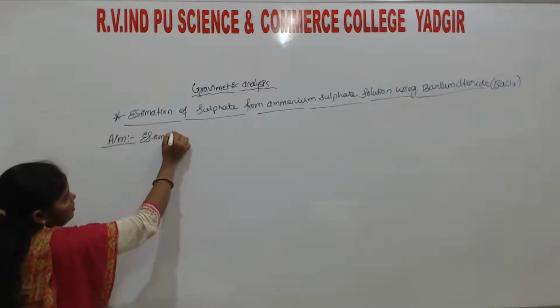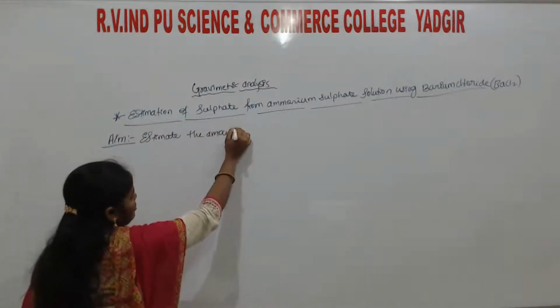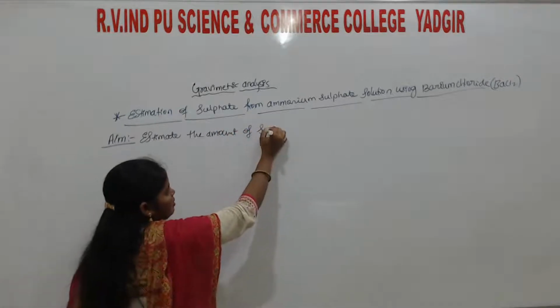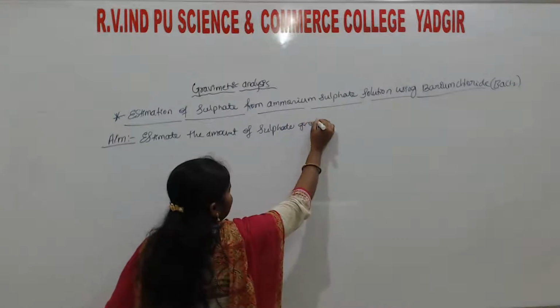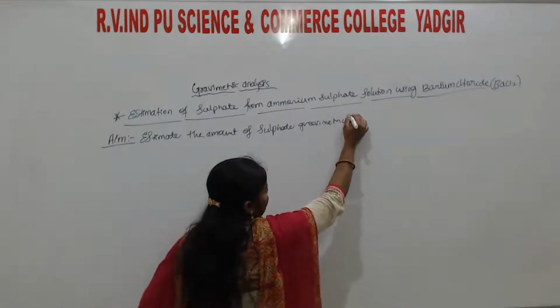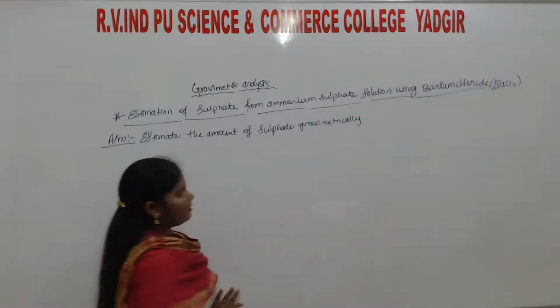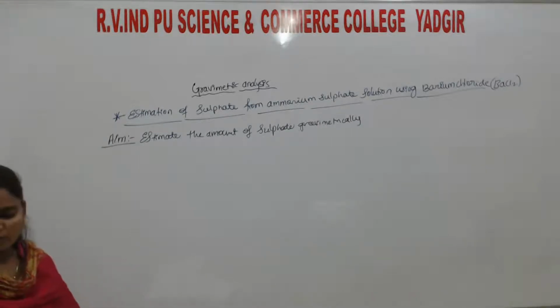Estimate the amount of sulfate gravimetrically. Gravimetrically means in terms of grams. You weigh your substance, that is, the residue. You estimate the amount of sulfate gravimetrically as barium sulfate.